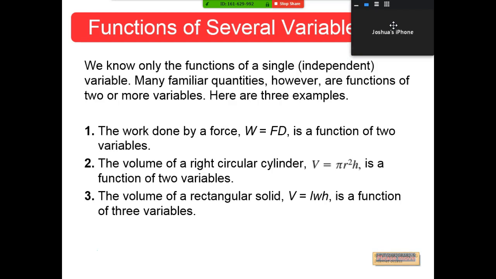By the way, is pi an independent variable? Anybody? No, pi is a number. 3.1415, blah, blah, blah. It's not a variable at all. It's a number. Okay, so that's why they didn't include that.